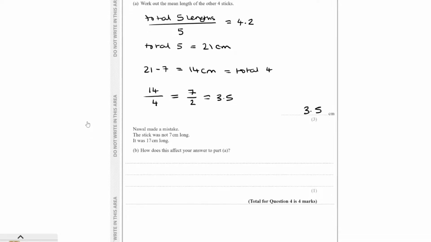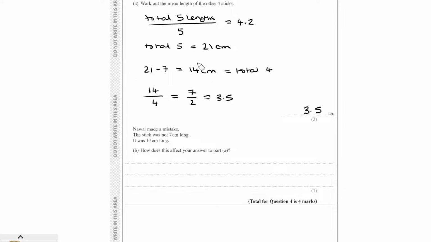Part B is then saying Noel made a mistake. The stick was not 7 centimeters long. Because originally he said he measured it as 7, he's actually made a mistake. It's not actually 7, it was 17. How would that affect your answer to part A? So, think about the calculations we've done. We did 21 minus 7, didn't we? Well, imagine doing 21 minus 17 instead. You could actually work it out if you want, but it's only 1 mark, so I probably wouldn't.